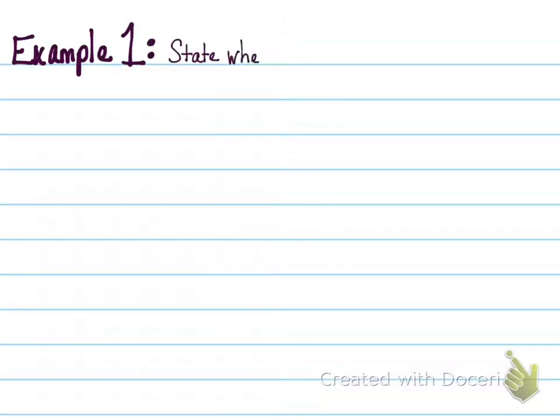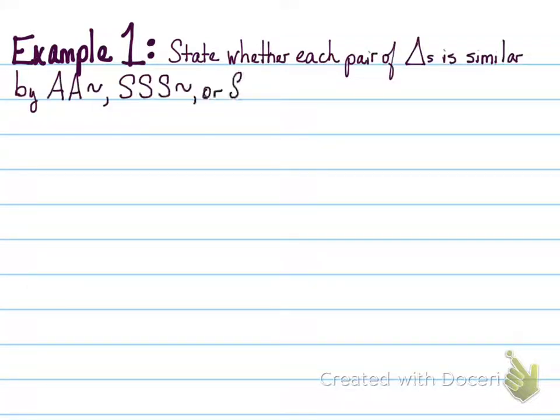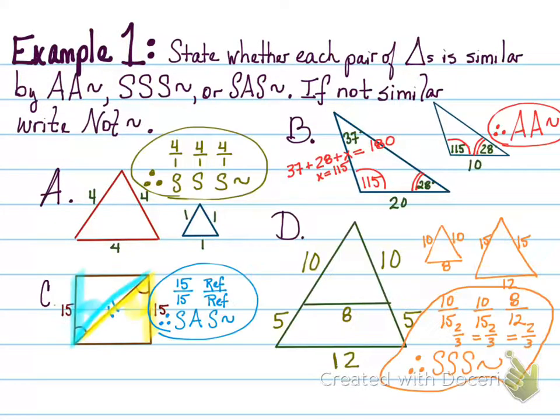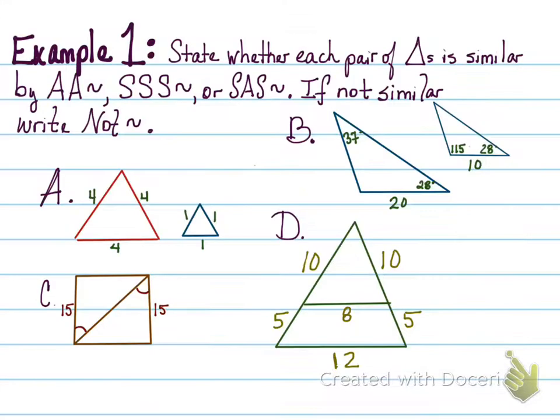Okay, we're going to do some examples. There's actually 4 parts to this example, so let me put this up here. Alright, state whether each pair of triangles is similar. Oh, didn't want you to see the answers. Well, there we go. Okay. State whether each pair of triangles is similar by angle, angle similarity, side, side, side similarity, or side, angle, side similarity. If not similar, write not and the similar sign.